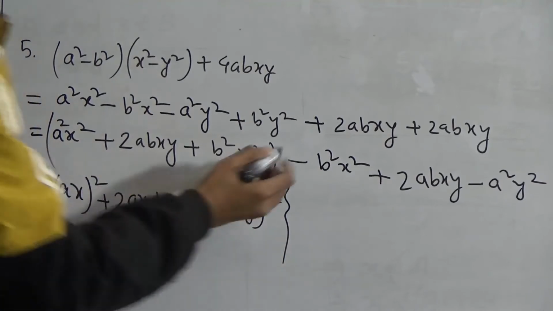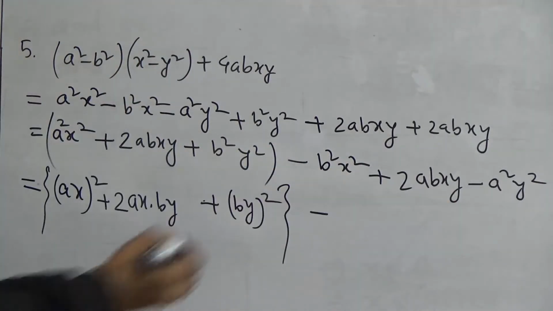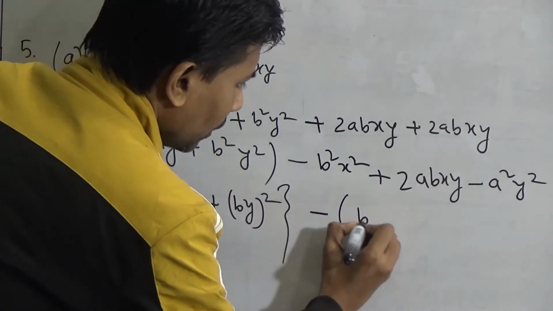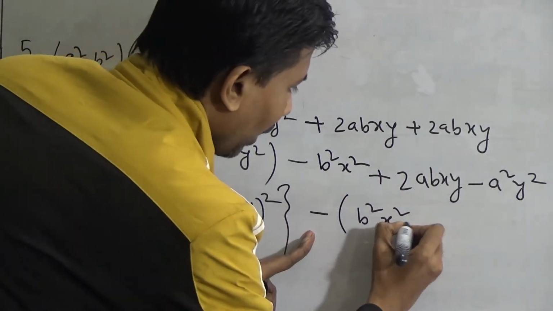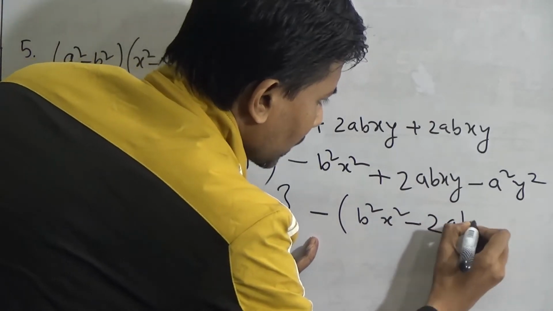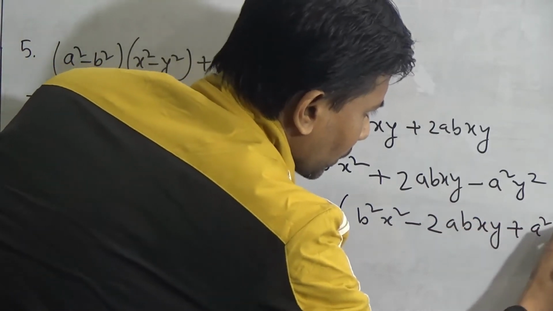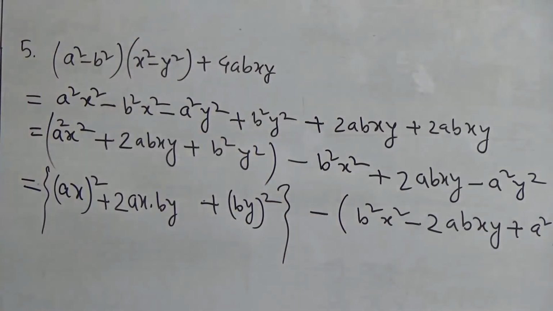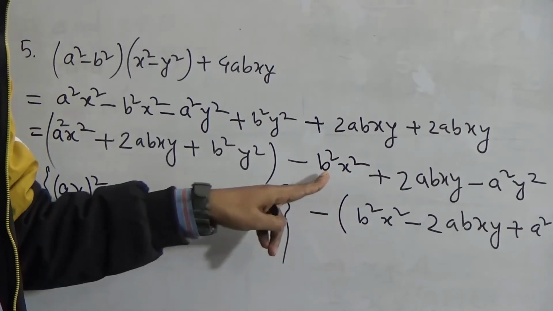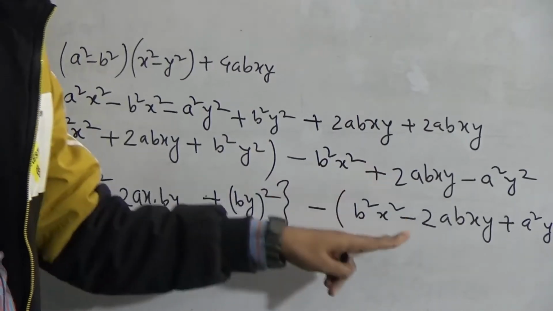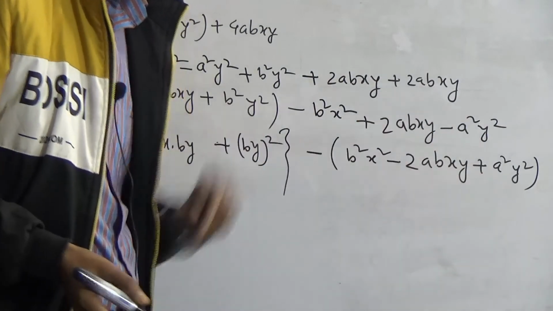Give second bracket, then minus. At first you take the minus common. Okay, minus common. Then what? We get b square x square plus a square y square minus 2bxy. You see, we have taken minus common, then b square x square minus 2bxy plus a square y square.